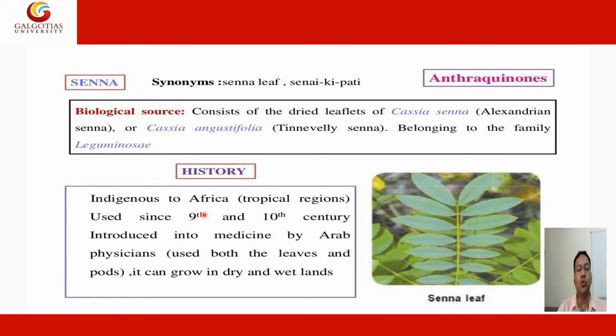History: indigenous to Africa, tropical region, used since the 10th century, introduced into medicine by Arab physicians. Both the leaves and pods are used, and it can grow in dry and wet land. So you see, this is the green leaf of the Senna.